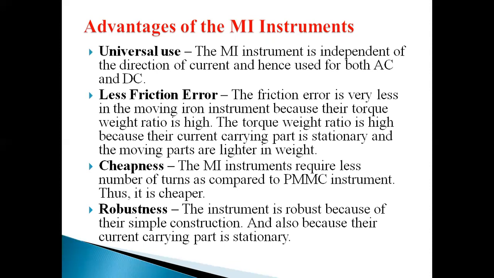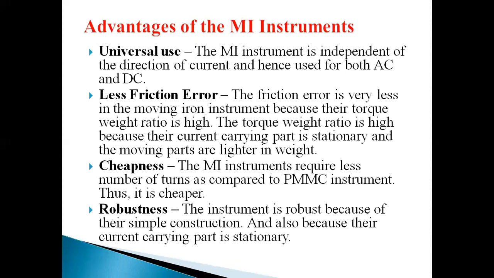The second point is less friction error. The friction error is very less in moving iron instruments because their torque weight ratio is very high. The torque weight ratio is high because the current carrying part is stationary and the moving parts are lighter in weight.